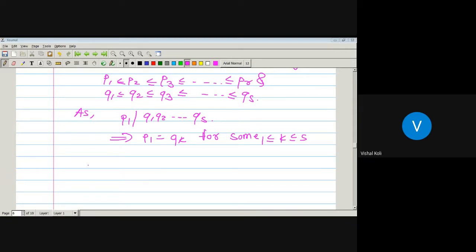Now we rearrange the Qj's such that P1 is nothing but Q1.